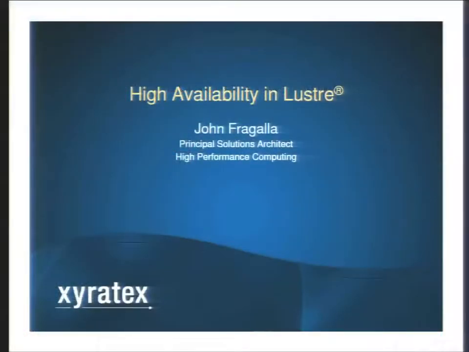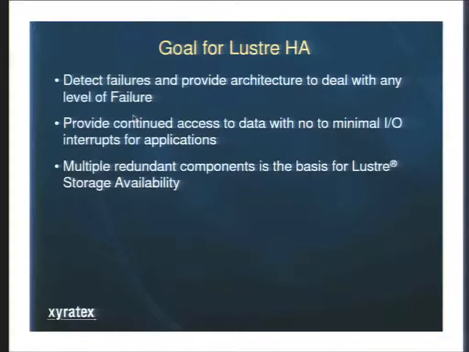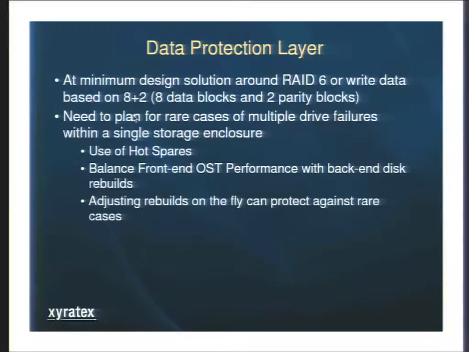So the goal for Lustre HA is quite simple. It's really to detect failures, provide an architecture to deal with any levels of failures, to provide continued access to data, or really just limit the I/O interruption to applications during a failure event. And one of the architecture basics of Lustre HA is to provide redundant components at all levels of Lustre, from the hardware up to certain components, to make it redundant on the software side as well.